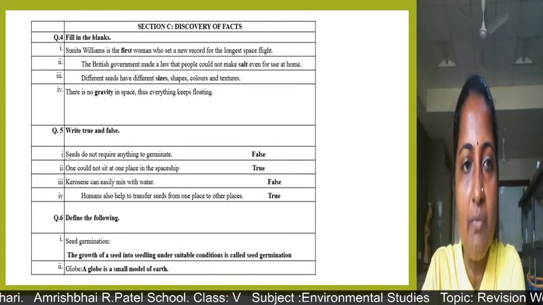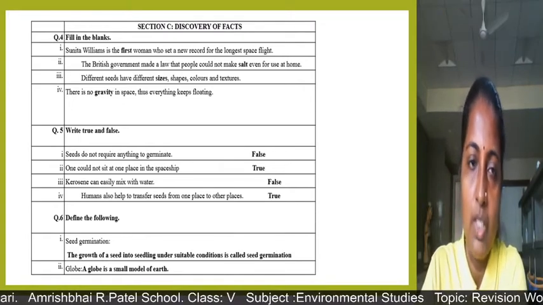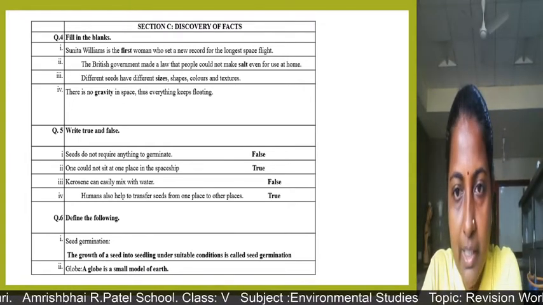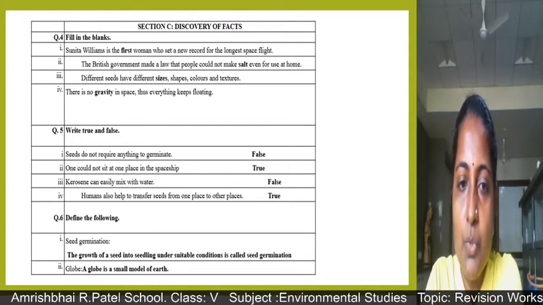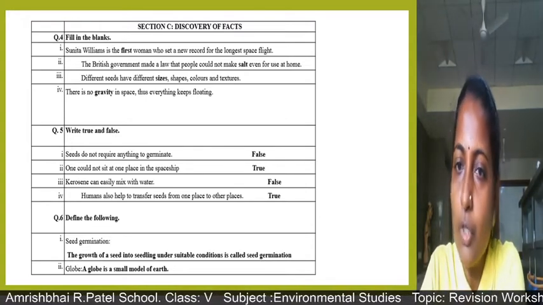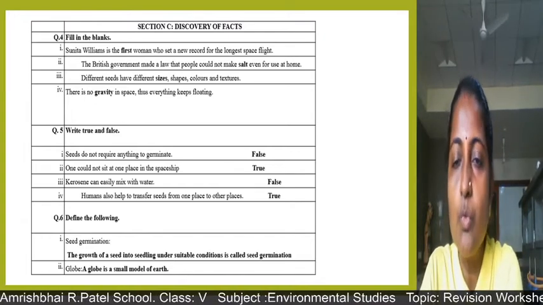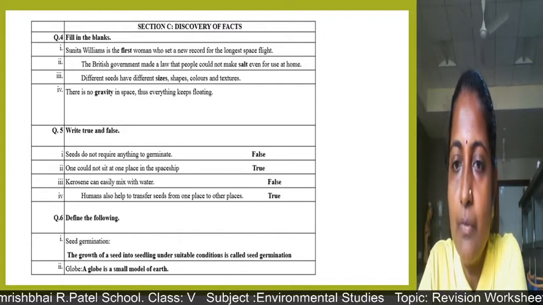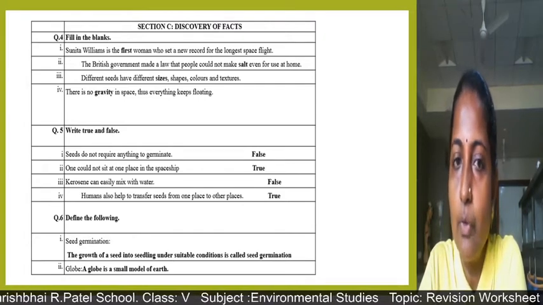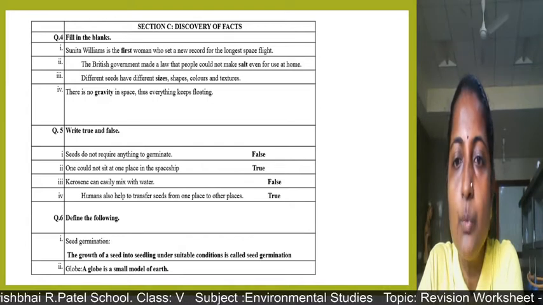Now after that, question number 5 is there, true and false. So one thing you have to keep in your mind, children: whenever you are writing true and false answers, many students have the habit to write only T for true and F for false. So please don't do that from 5th standard onward. If the answer is false, write FALSE, with correct spelling, and if the answer is true, write TRUE.